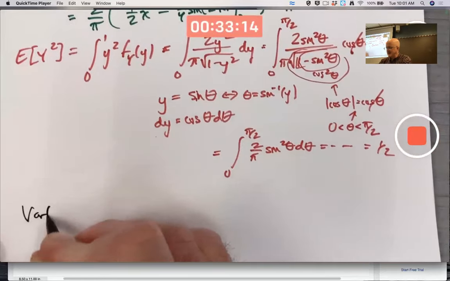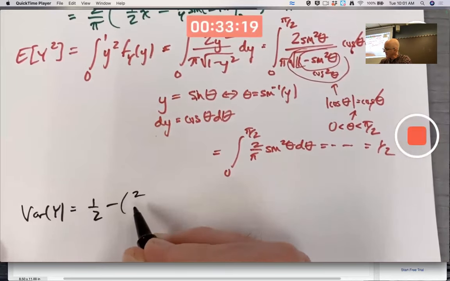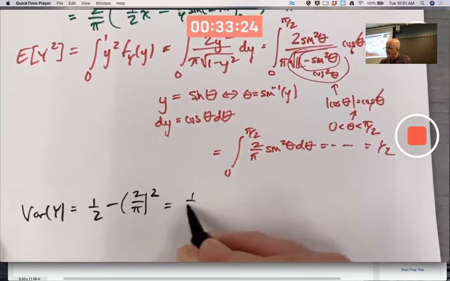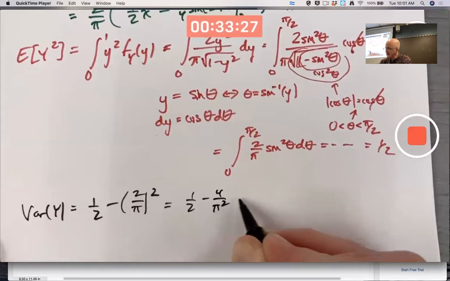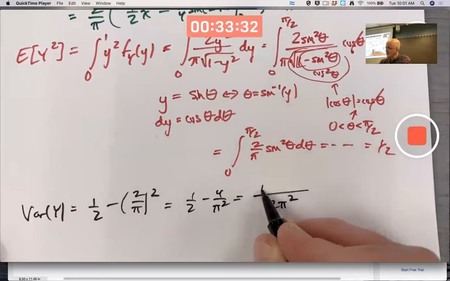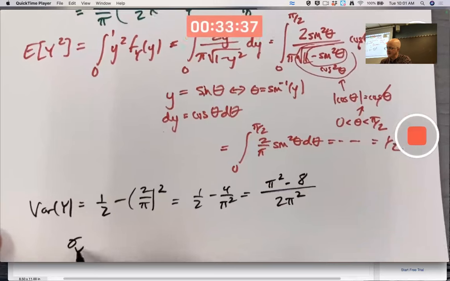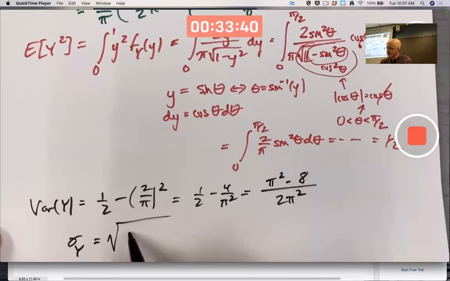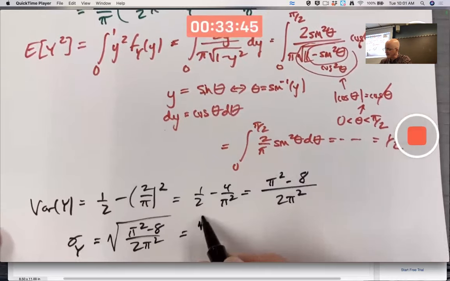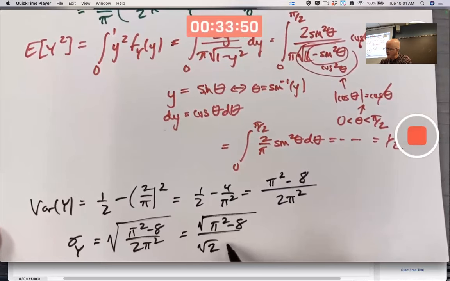So the variance then becomes the second moment, 1/2, minus the first moment squared. The first moment was 2 over pi, right? So that'll be 1/2 minus 4 over pi squared. Get a common denominator of 2 pi squared. And there we go. The standard deviation is, as it says, the square root of that. And that can be written as I have on the paper, square root of pi squared minus 8 divided by square root of 2 times square root of pi squared, which is pi.